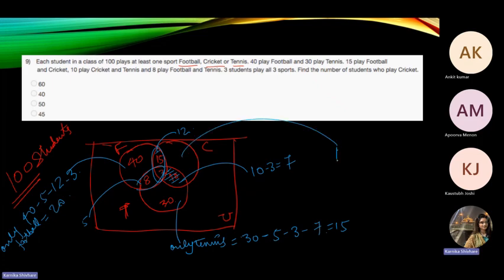Now the complete students: 100 minus 20 who play only football, minus 15 who play only tennis, minus 5 who play football and tennis only, minus 7 who play cricket and tennis only, minus 12 who play football and cricket only, minus 3 who play all three. So that is equal to, this is 20, this is 20, 40, this is 50, 62.